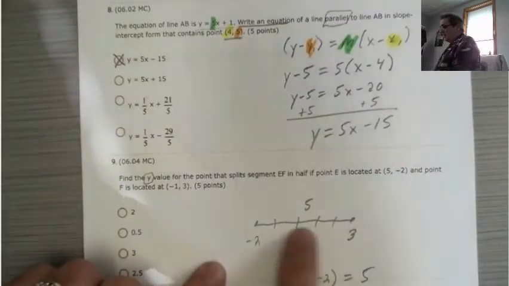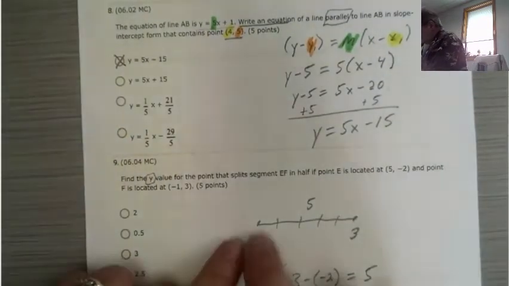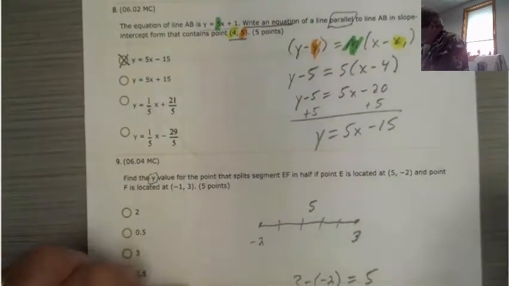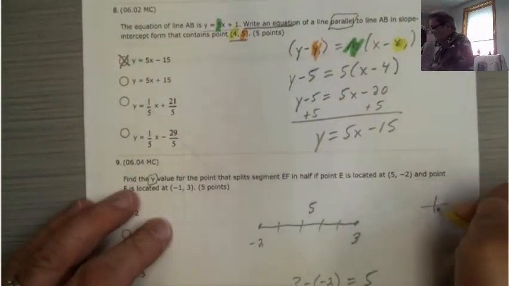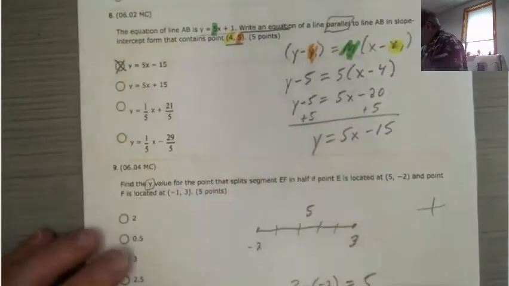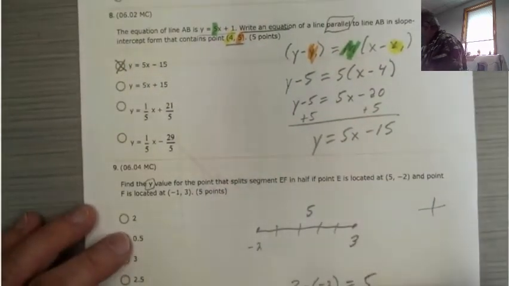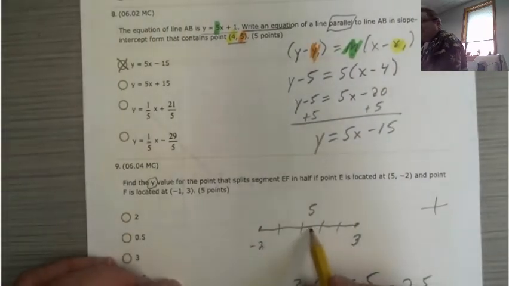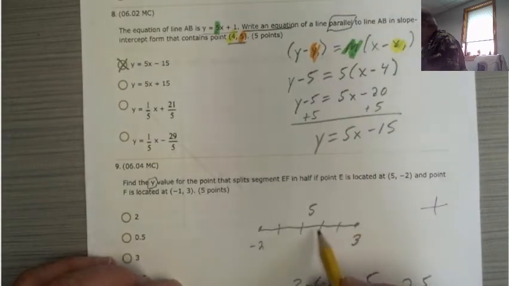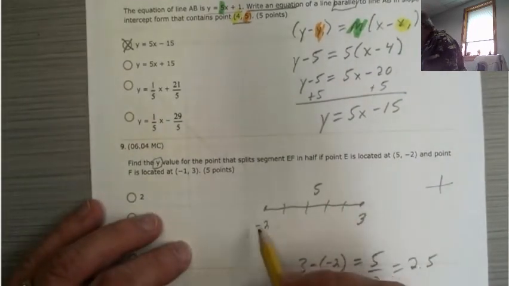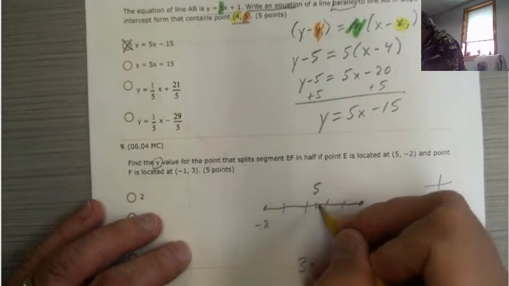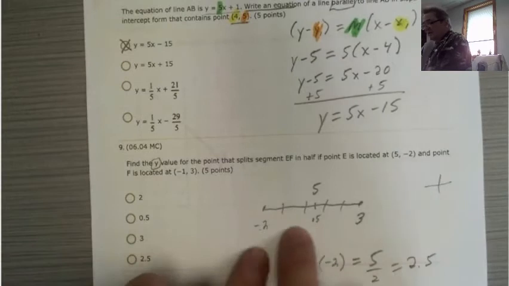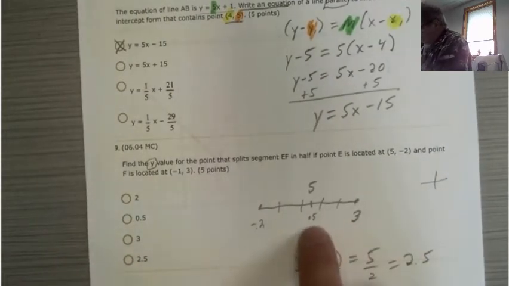That's how long it goes on the y-axis. From this point to this point, it goes 5. That's up and down, right? The y is the up and down. So it goes up and down a distance of 5. If we wanted to find the middle, we take 5 divided by 2, 2.5. So we should go 2.5 from either end to get to the middle. Negative 2 plus 2.5 would put it at 0.5. Or 3 minus 2.5, because we're going towards the negative direction, would also put us right there.